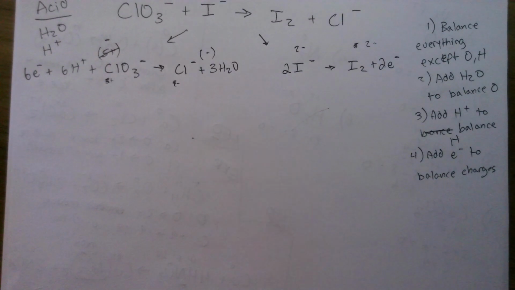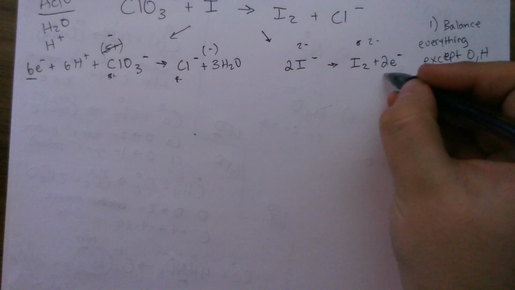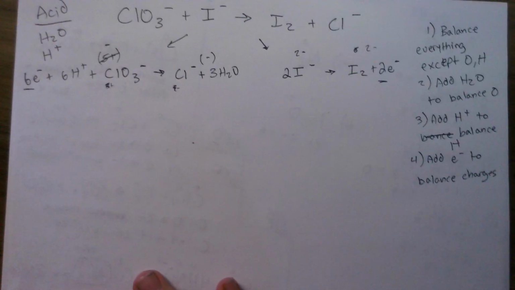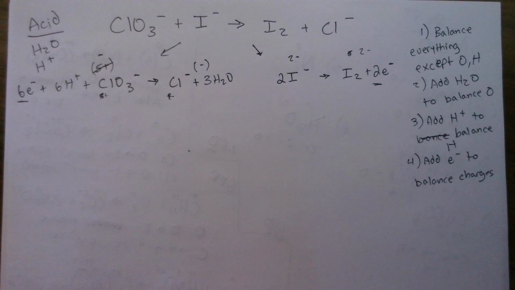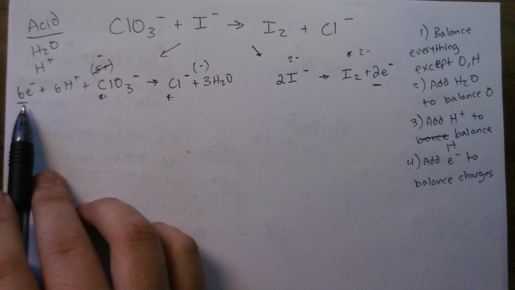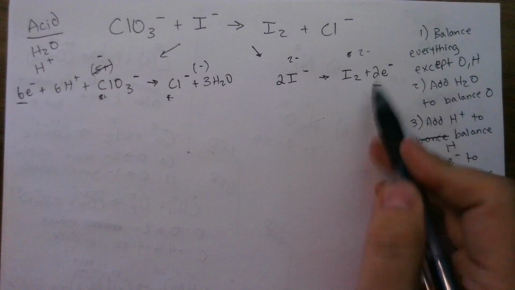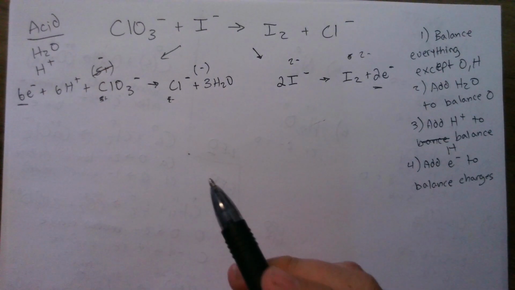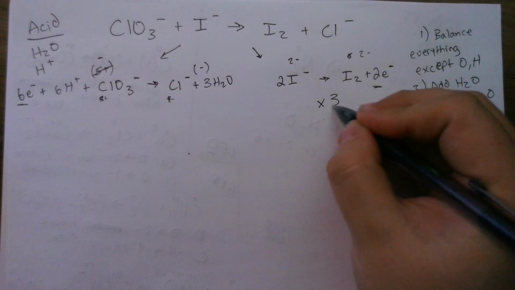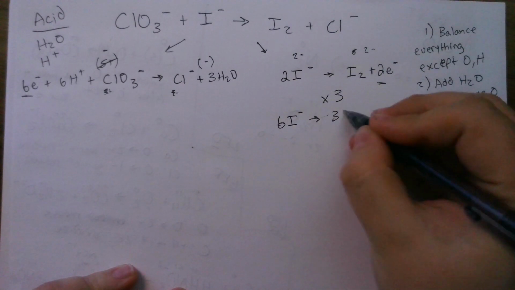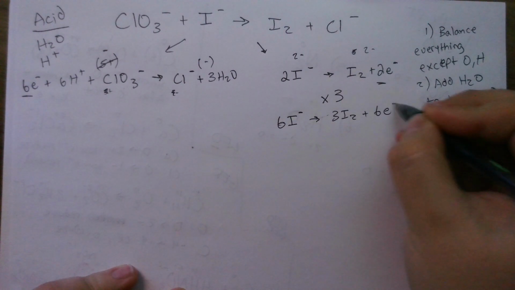All right, these are my 2 halves, and I'm now going to add them back together. But the problem is that you can't ever have free floating electrons written in your expression. I know it feels like I'm making up rules, but these are the rules. Before we add these back together, we need to cancel these electrons. I have electrons on the left over here, electrons on the right over here, but I need to make it so when I add these 2 things back together, those cancel out. So what I need to do is multiply this whole side by 3. 6 iodides turn into 3 I2s plus 6 electrons.